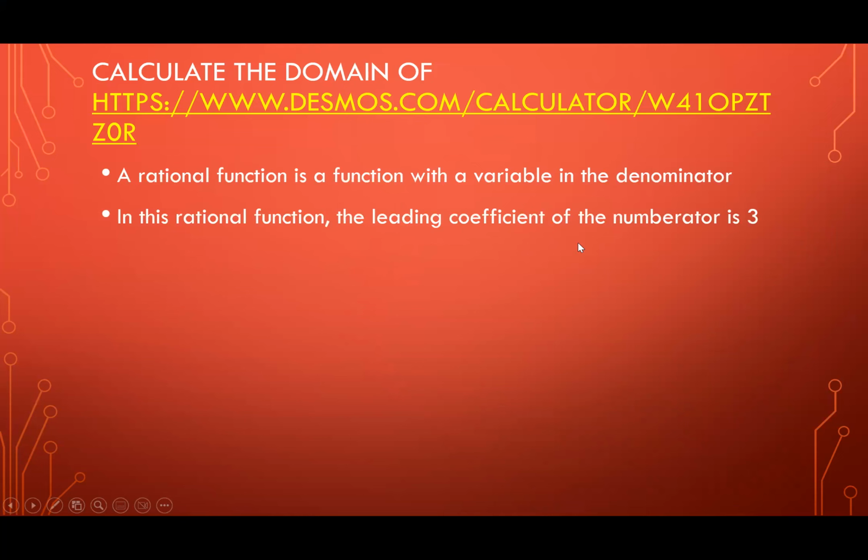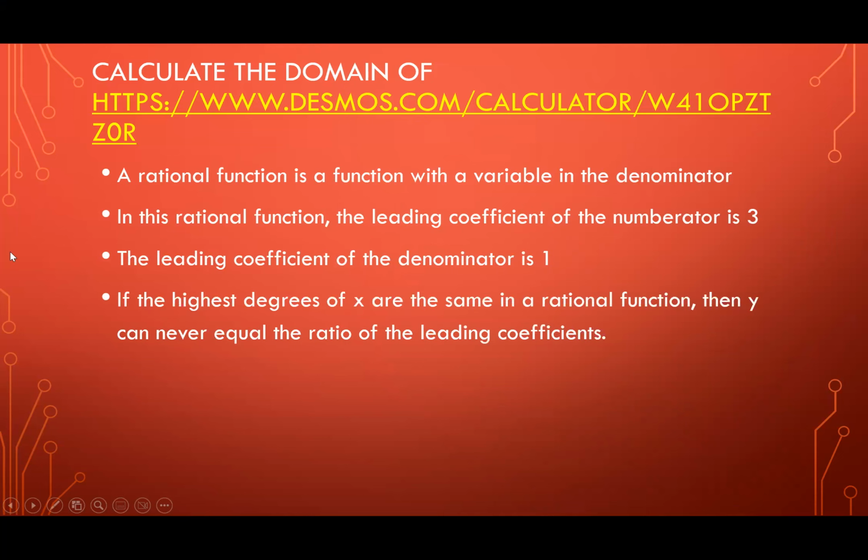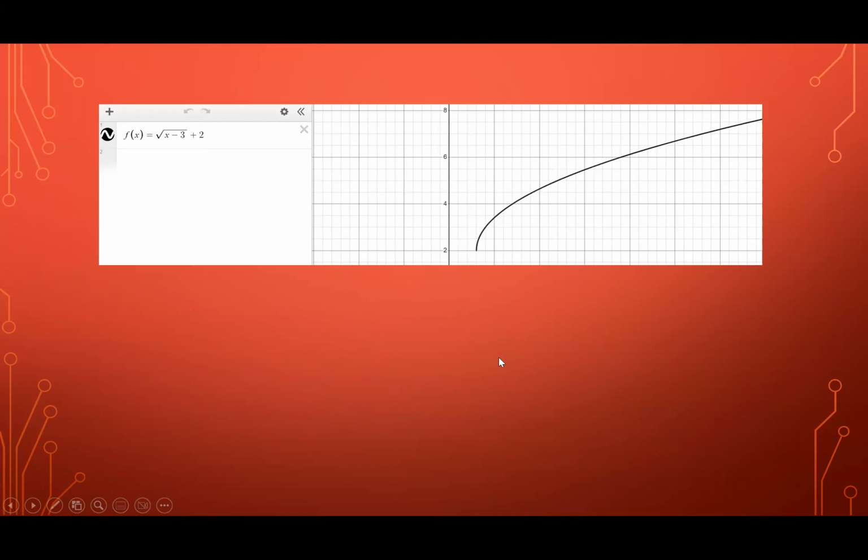So in the rational function, the leading coefficient of the numerator is 3. If the highest degree of x in the numerator and denominator are the same, then y can never equal the ratio of the leading coefficients, which is 3/1. Y can never equal 3. So this is how we would write the range.